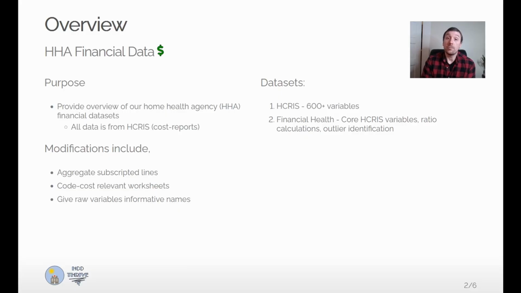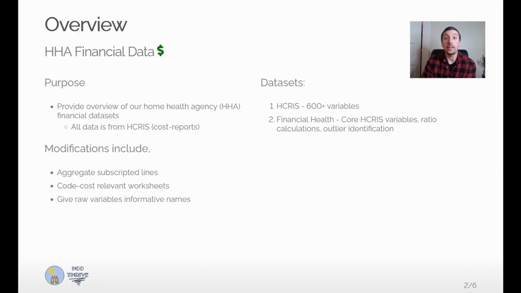All of the data is derived from the HCRIS cost reports from CMS, and our modifications include aggregating subscripted lines, cost-coding relevant worksheets, and giving relevant variable names, as well as stacking it to make a longitudinal data set. In terms of the specific data sets that we offer, there are two of them. There's our overall HCRIS data set, which for home health agencies has about 600 plus variables. Then there's our financial health data set, which has a smaller subset of core HCRIS variables, as well as ratio calculations and outlier identification.